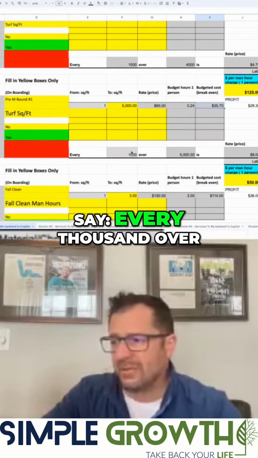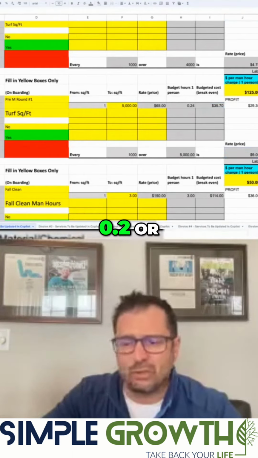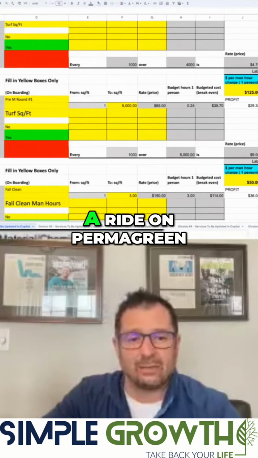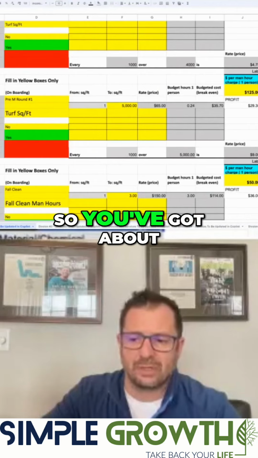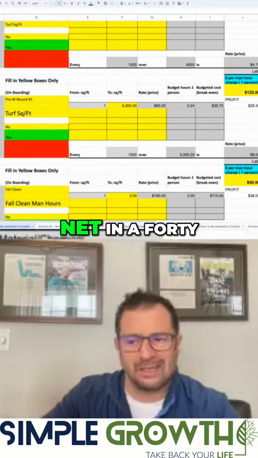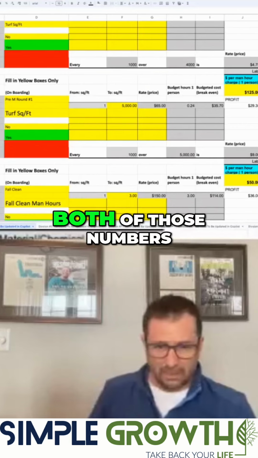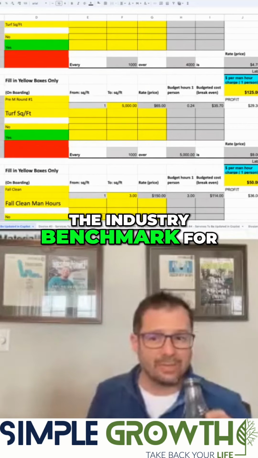And then we're going to say every 1,000 over the 5,000 is an additional $9 per 1,000, 0.02, which is 1 minute. You traditionally would see something like that on a ride-on Permagreen X Mark or Toro, and it's costing $5.33. So you've got about a 45% net and a 40% net profit there. Ideally, we want to see both of those numbers closer to 45 to 46% net as the industry benchmark for net profit.